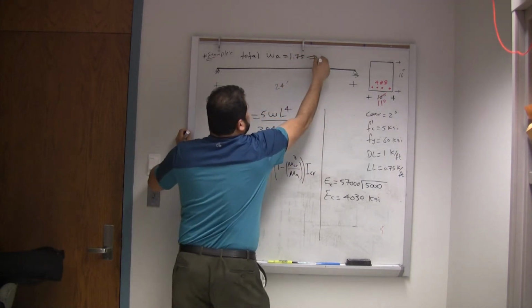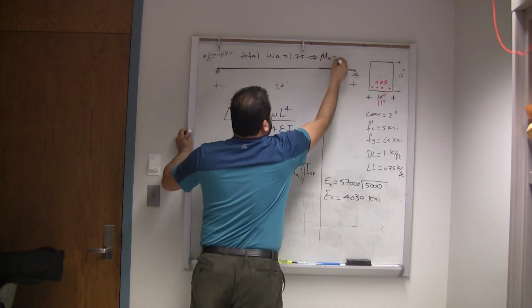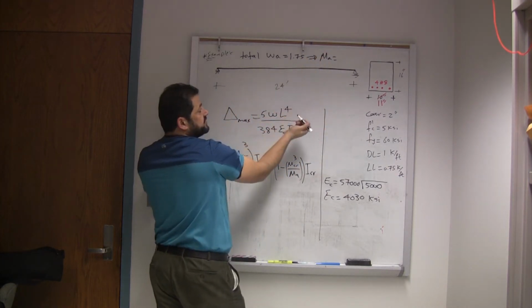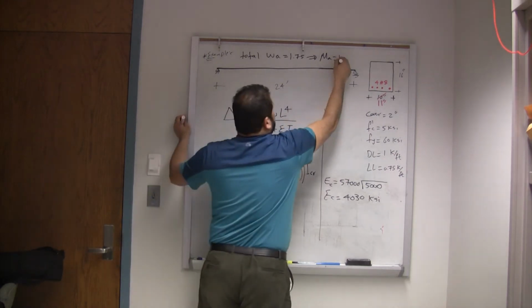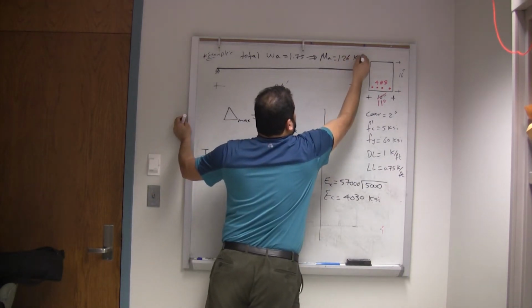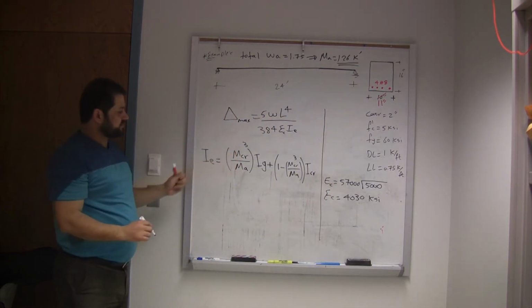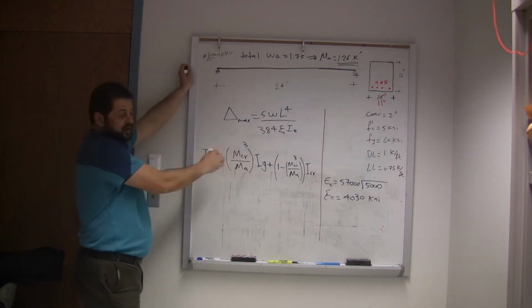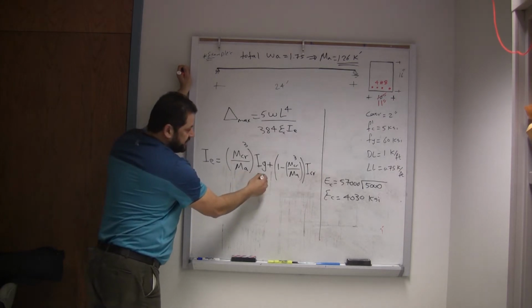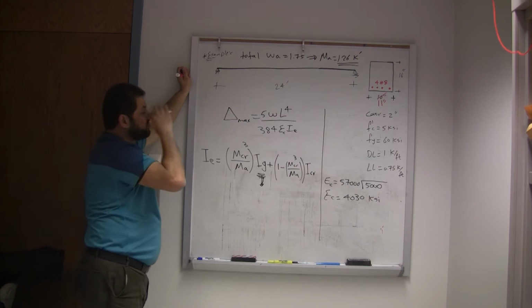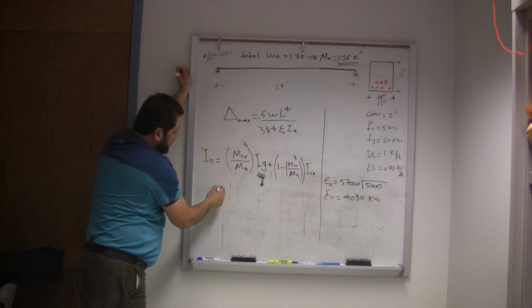It means M_a equals 1.75 times 24 squared over 8, which is 126 kip-foot. Keep it in kip-foot because it's moment over moment. When you have the term I gross, it means ignore the steel in your cross section.